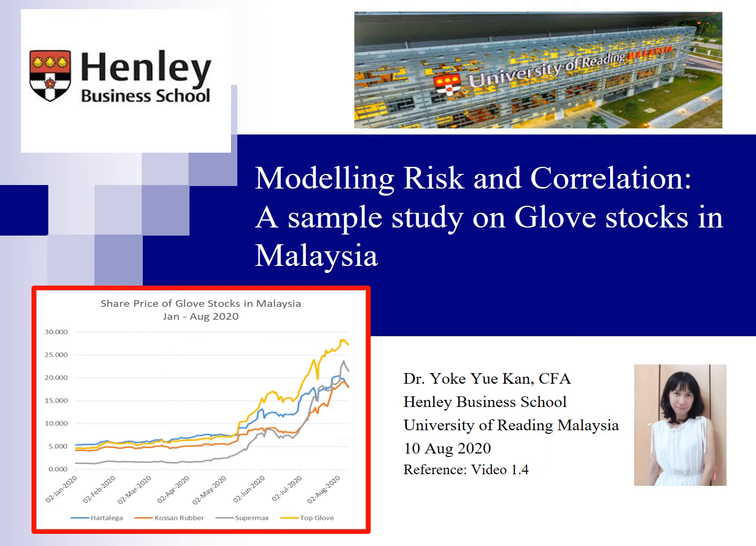Today, I'm going to model the risk and correlation of four major glove stocks in Malaysia. I have four stocks in my sample. They are Hartalega, Kossan Rubber, Supermax, and Top Glove. My sample period ranges from January to August 2020. The glove stocks have experienced high volatility recently due to the COVID-19 pandemic, and I think it would be interesting for students to understand how risk and correlation can be measured using Excel. Let's learn together.